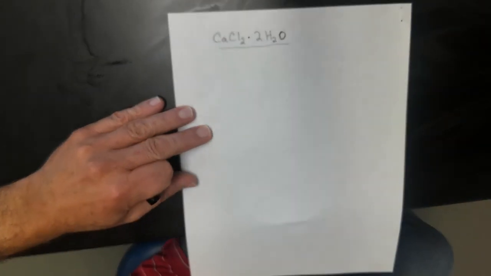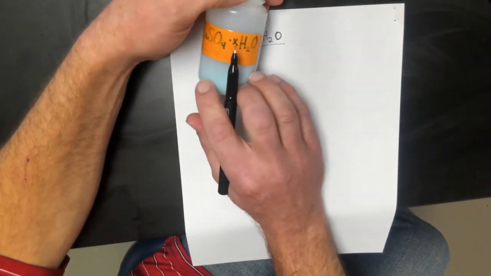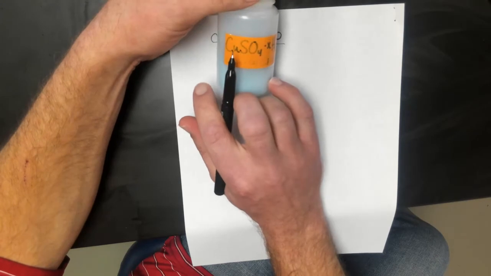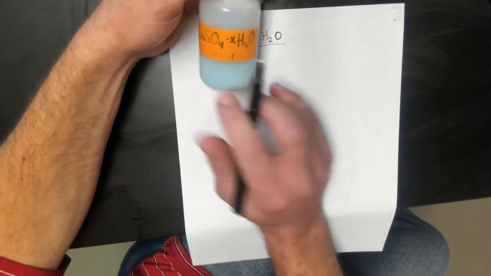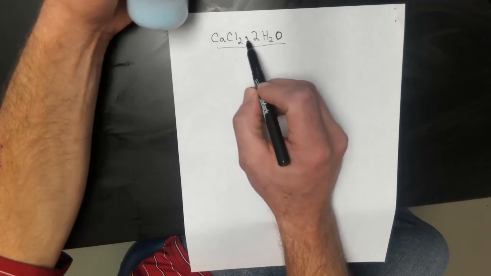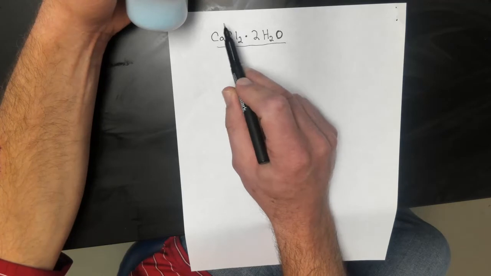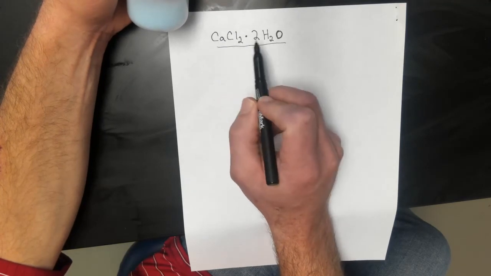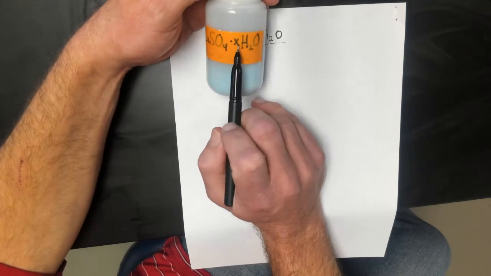Now, I mentioned that we're going to do an experiment, and we're going to determine what the value of X is for our hydrate here. We don't know. Calcium sulfate, X hydrate. This little dot, by the way, doesn't mean a multiplication symbol. It's just a formality representing that this is the ionic portion and this is the hydrate portion. But we're going to determine what X is in our experiment.